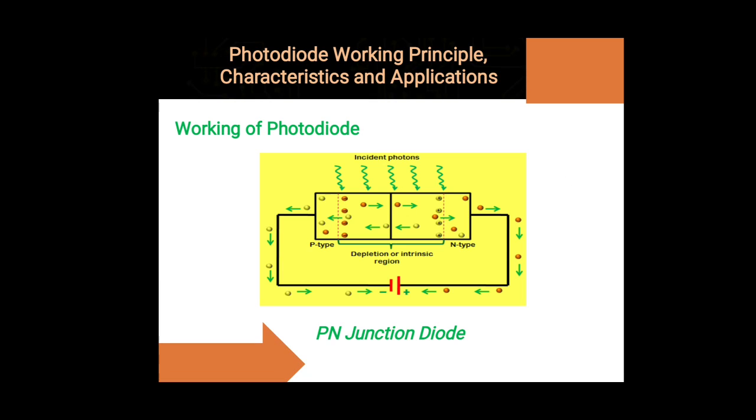See here, this is the P type, this is the N type. So this is a kind of PN junction diode. This is the junction. See, this is the incident of the photons. When these photons are incident on the junction or the depletion region, the holes move towards the anode, the electrons move towards the cathode, hence the current will be generated. This is called a photocurrent.